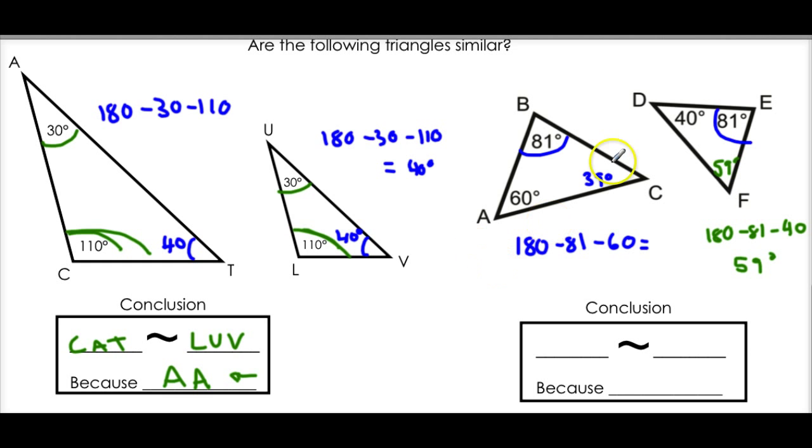So are these triangles, do they have two sets of congruent angles? Let's see, 60, 40, 60, 59. No, we only have one set of congruent angles. So these two are not similar. All right? I'm just going to write that over there. Not similar. All right? Because they don't have two sets of congruent angles.